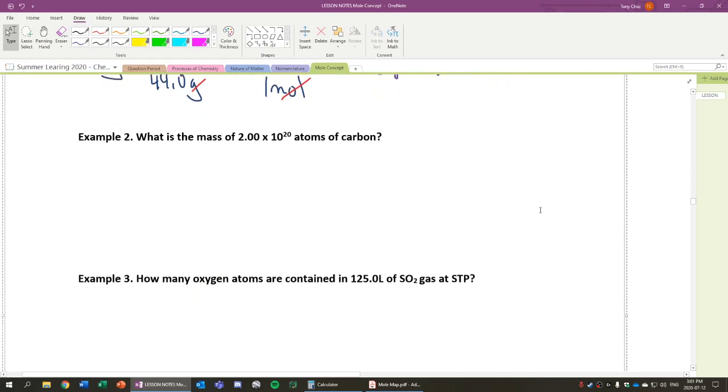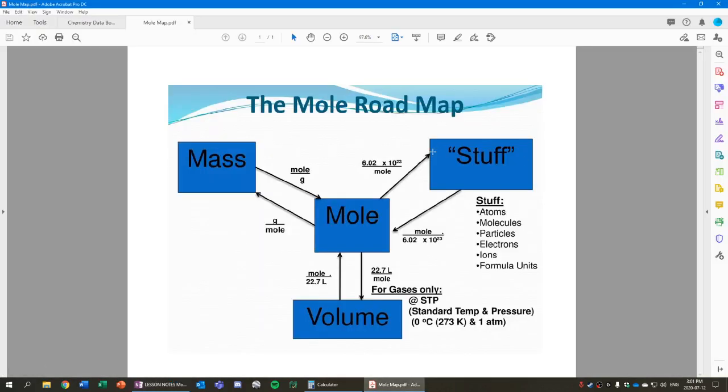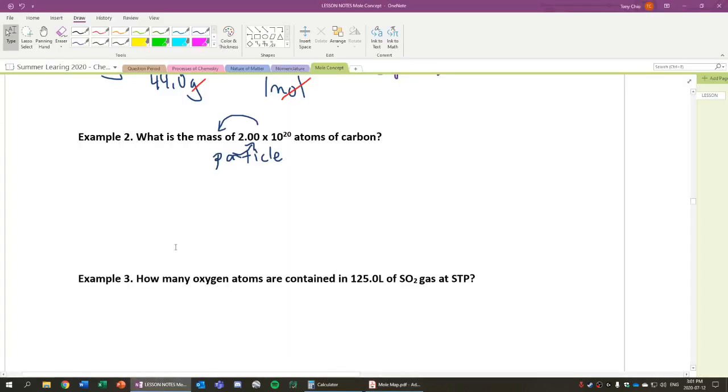Alright, let's look at the next example. What is the mass of 2 times 10 to the 20 atoms of carbon? Well, let's take a look. We are currently in particles, and we want to get to mass. So what do we do? We're at particles, so we use Avogadro's number to get to moles, and then the molar mass to get to mass. So let's try it out.